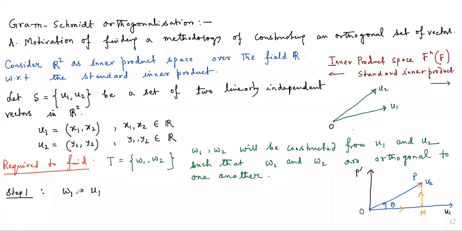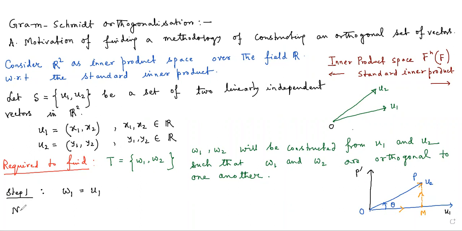let's forget about the Gram-Schmidt orthogonalization process. I'm not uttering this name right now. I need to construct two vectors which are orthogonal. So first, what we can do is name the vector U1 as W1. We can rename this as the vector W1. And then we can draw another vector OP prime, which is perpendicular to U1. That we can do. Okay.